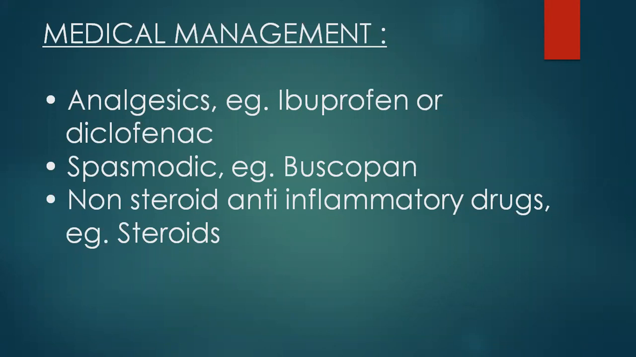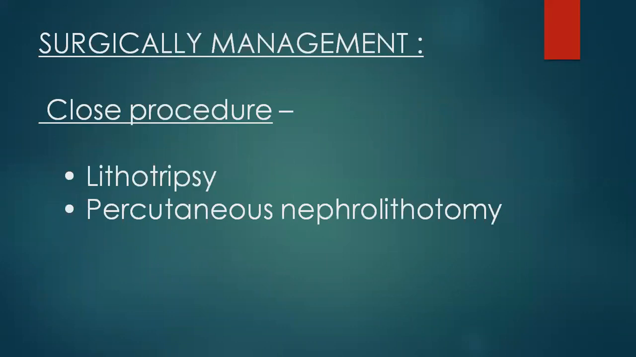Then surgical management. There are two types of procedures in surgical management. First one is closed procedure. In closed procedure, lithotripsy. It is a procedure that uses shock waves to break up stones in the kidney and parts of the ureter. After the procedure, tiny pieces of stones pass out of the body in urine.